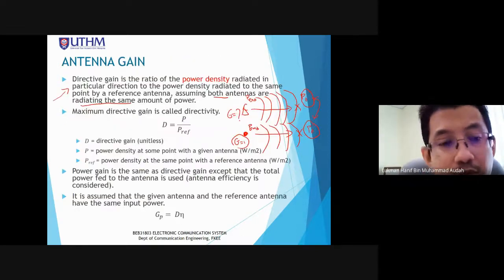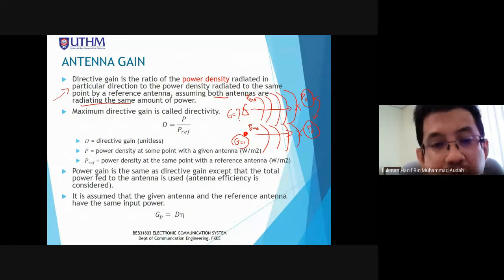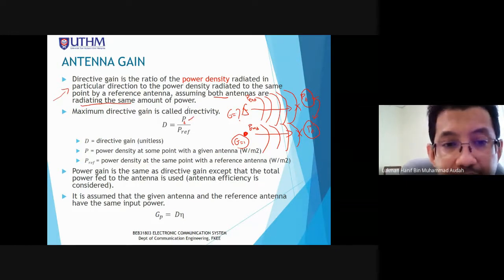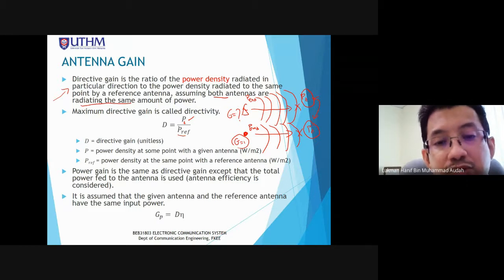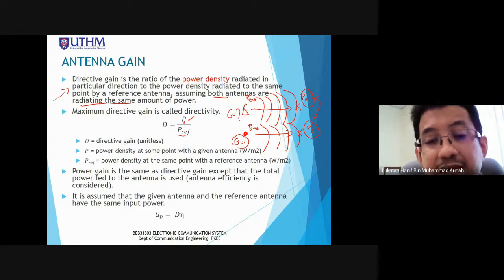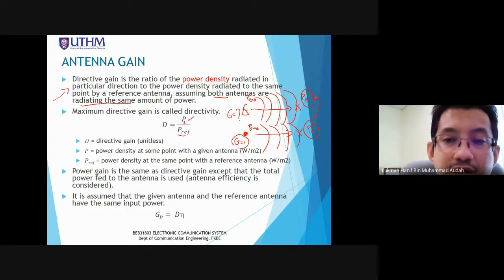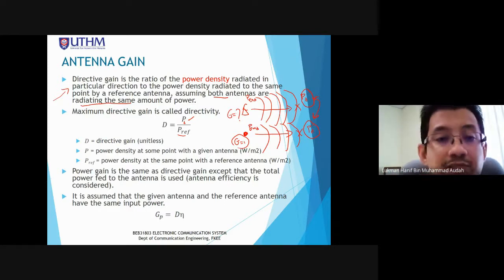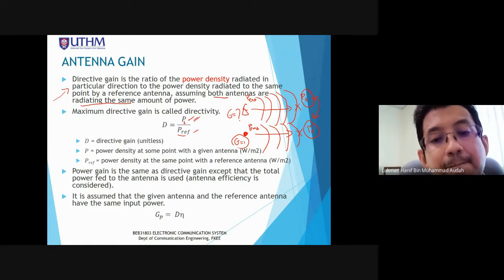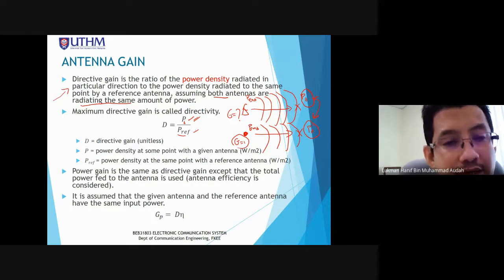Okay, so oleh itu directivity gain sebenarnya adalah merujuk kepada power density produced by the real antenna divided by the power density produced by the reference antenna, which is the isotropic radiator, isotropic antenna. So nanti kamu akan lihat juga bahawa berlakunya adanya perbezaan antara power density yang dihasilkan oleh isotropic antenna dan juga real antenna. So nisbah antara dua power density ini menggambarkan nilai directivity gain, D ataupun GD.